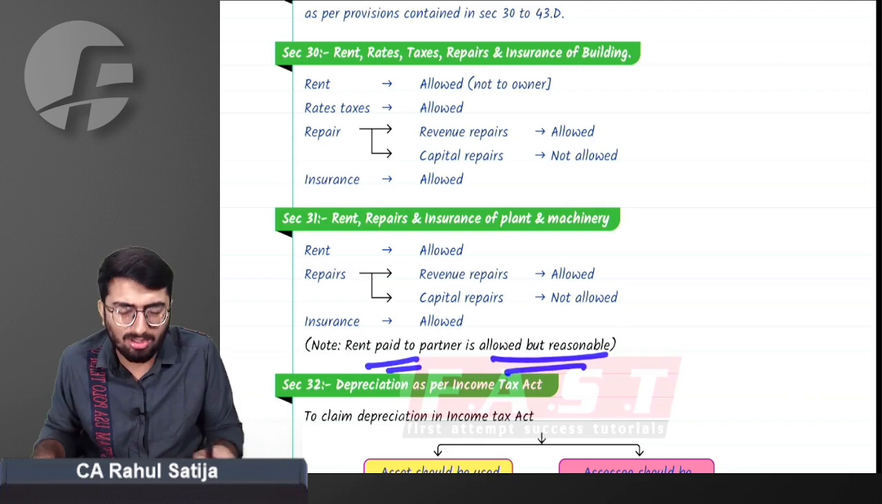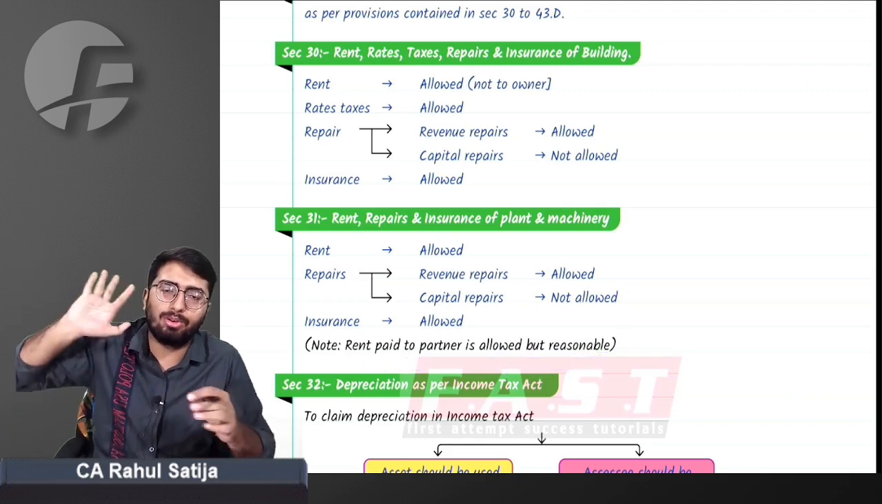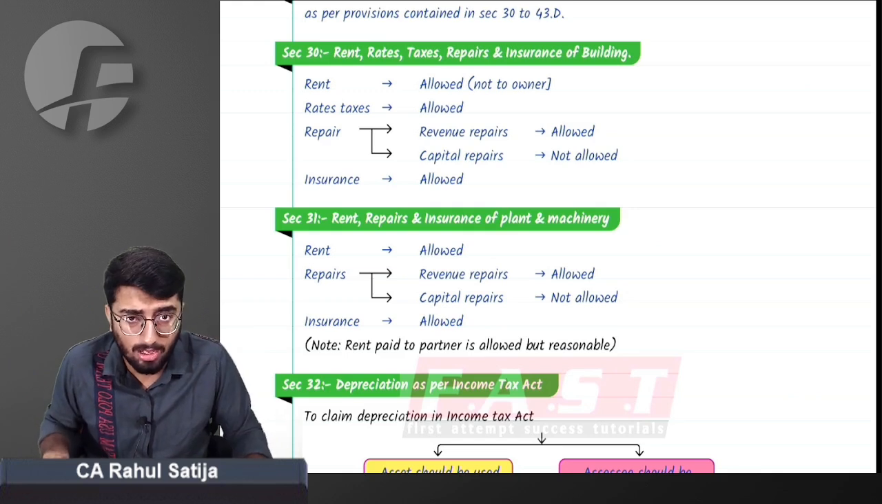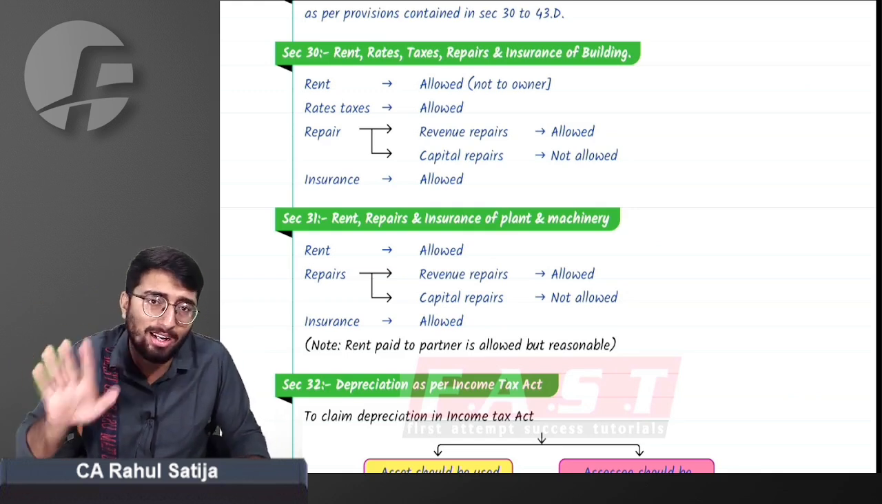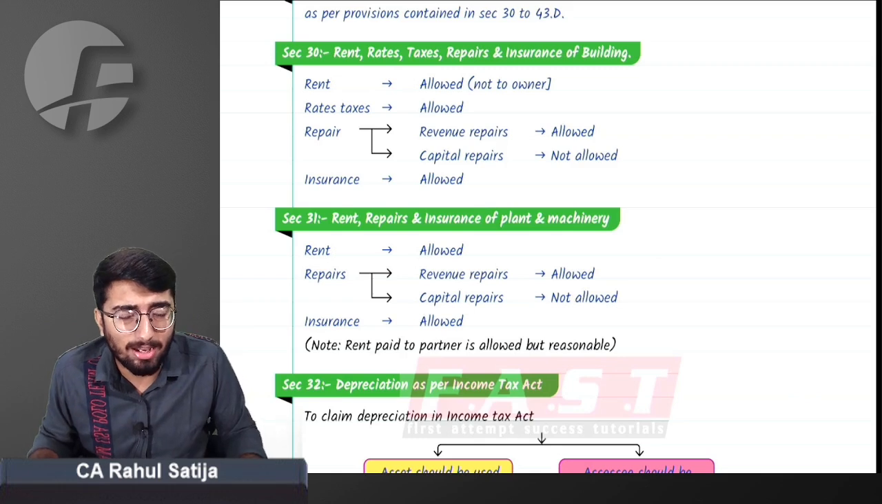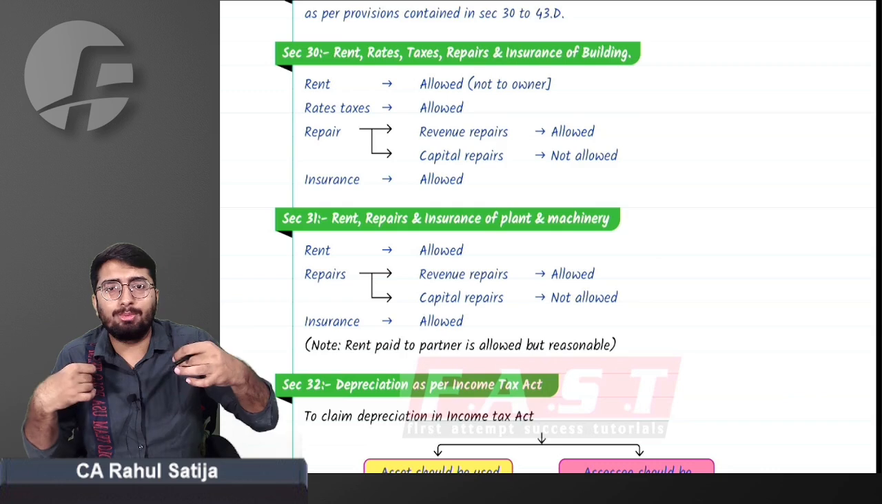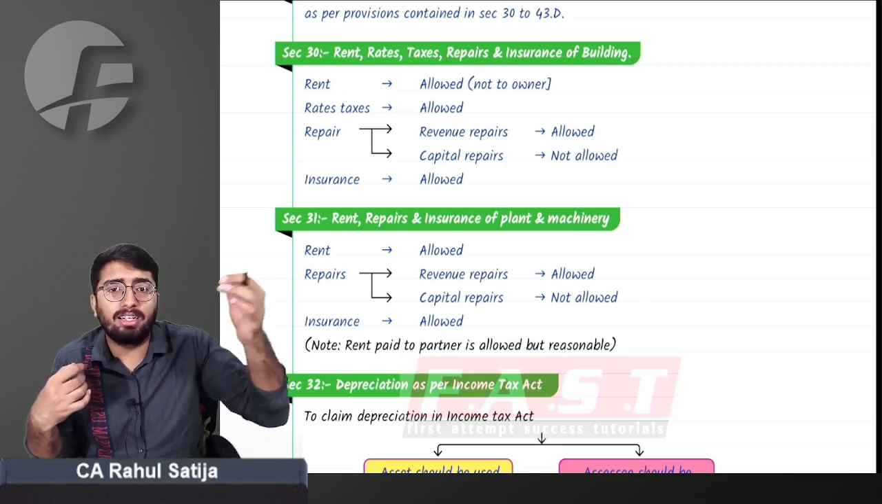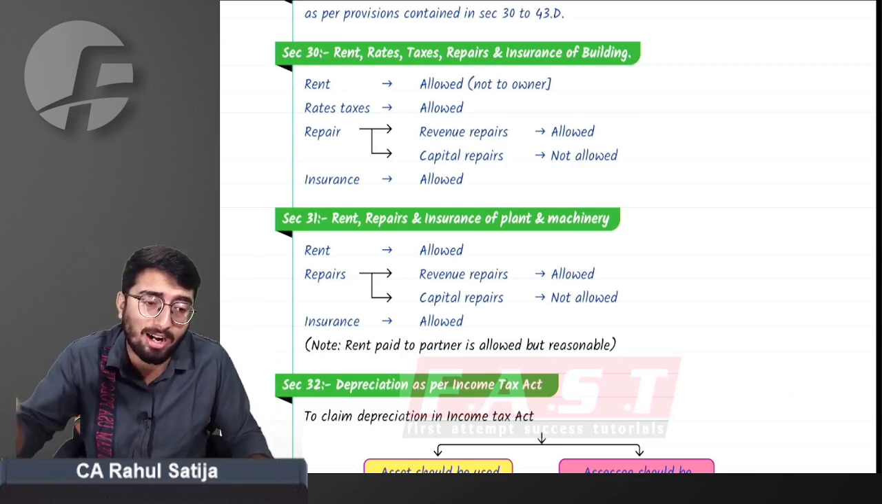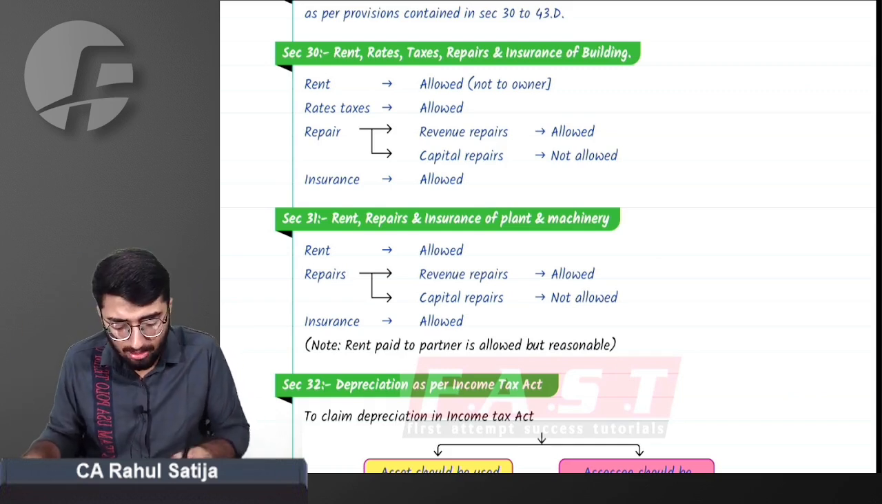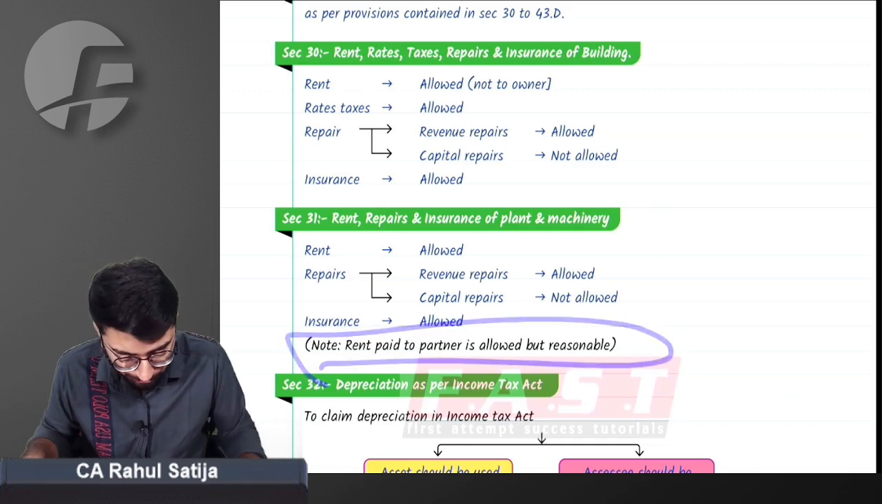Rent paid to partner is allowed. Sir, for example, if a partner has lent you a plant and machinery, and you are paying rent to partner, will it be allowed as deduction? Right answer is it will be allowed, but it has to be reasonable. For example, lending such plant and machinery from the market is available at 10 lakh rupees, and partner lends you at 20 lakh rupees, then 10 lakh is unreasonable now. So 10 lakh unreasonable will be disallowed by the assessing officer.